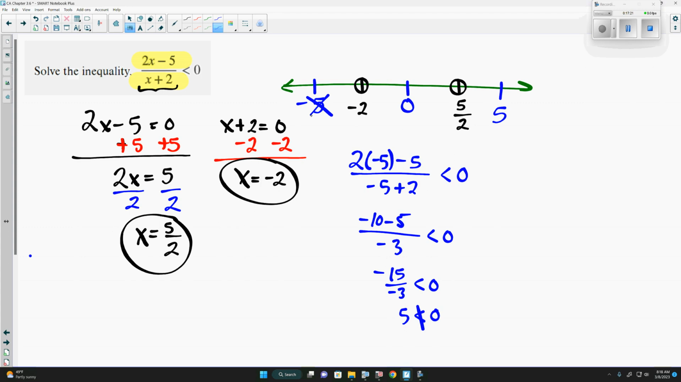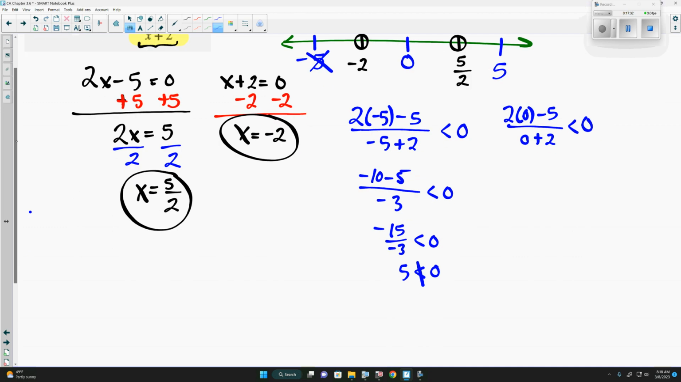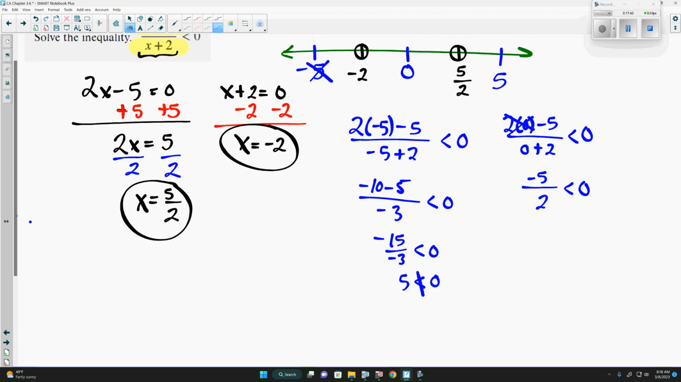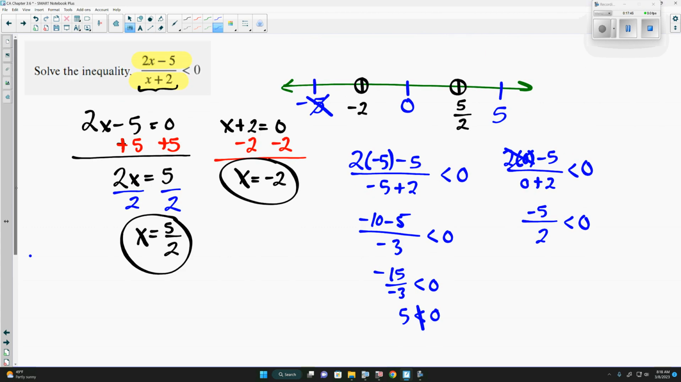Now the next one we can try is 0. Now 0 is nice, again, with these here, because when we plug this in, 2 times 0 is 0. 0 plus 2 is 2. Is -5/2 less than 0? Yes. So the points between -2 and 5/2 work.